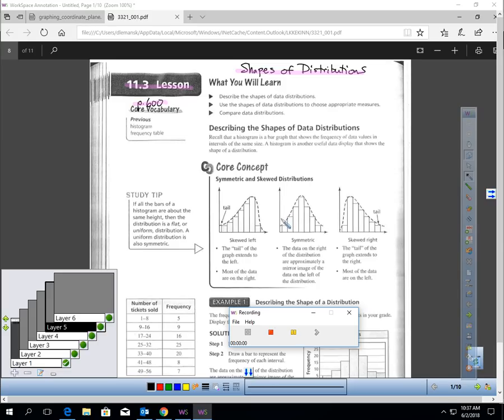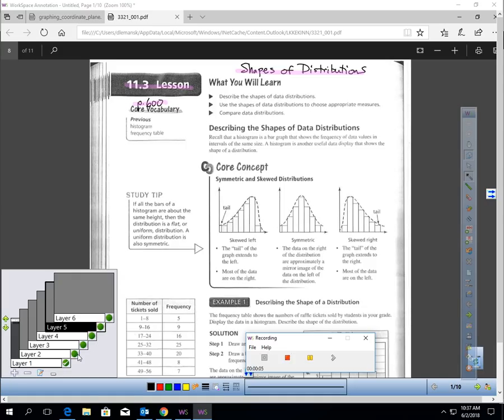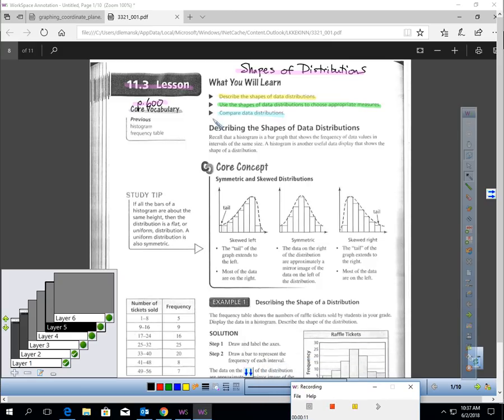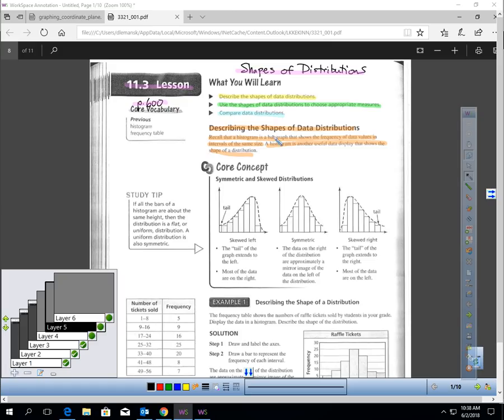This is Lesson 11.3, page 600, Shapes of Distributions. In this lesson, you will learn how to describe the shapes of data distributions, how to use the shapes of data distributions to choose appropriate measures, and how to compare data distributions. Let's talk about describing the shapes of data distributions.